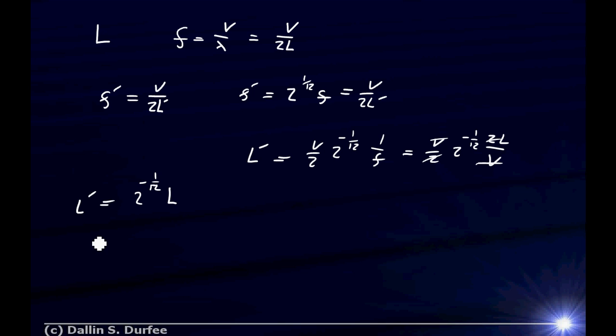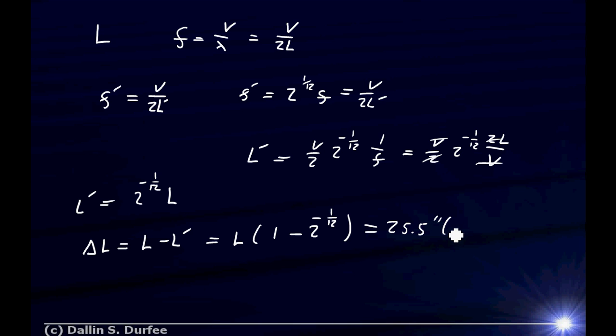So how far from the nut do I want to put my first fret? Well, I want to shorten the string down to this distance. So how much do I need to change the length of the string? It's going to be L minus L prime, which is L times 1 minus 2 to the negative 1/12, which then is going to be 25.5 inches times 1 minus 2 to the negative 1/12.